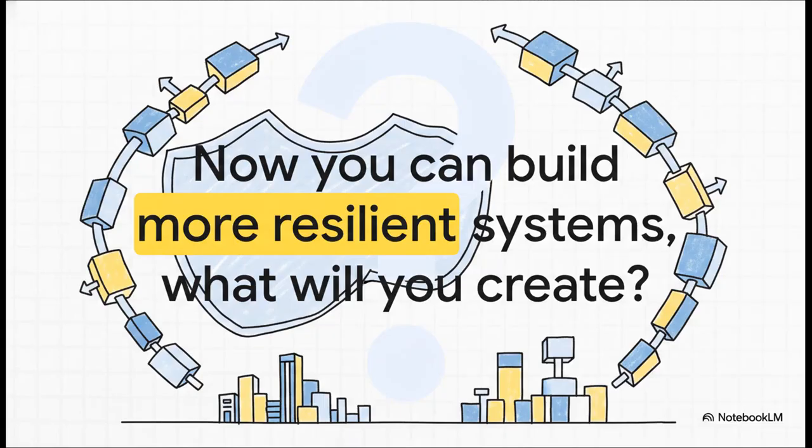So, what's the big takeaway here? At the end of the day, with a tool like SQS, you can stop worrying about messages getting lost in the void. You can start designing systems that are just inherently tough, that are resilient right from the very start. It really is a foundational building block for any modern scalable software. Which leads us to the final question. With this kind of safety net in your back pocket, what are you going to create?